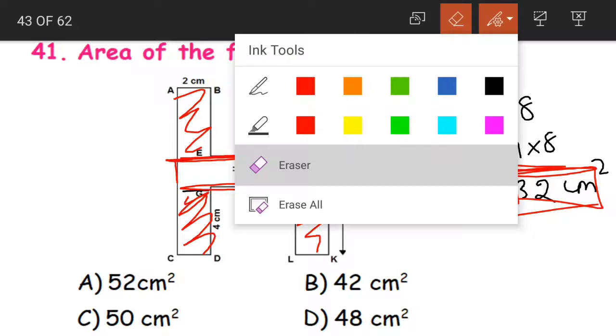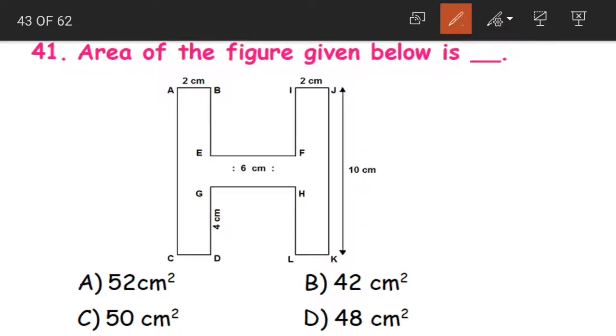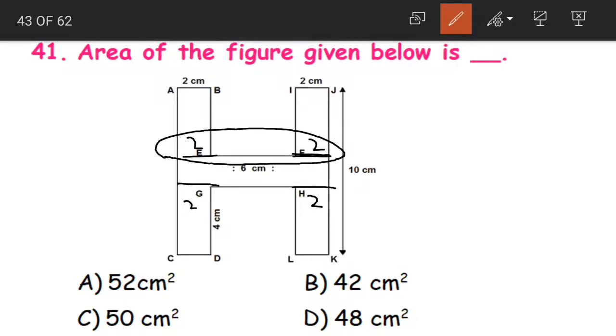Now coming to this, what were the lengths of the sides here? This was 2, 2, 2 and 2. This is what we need here. Now the combined length of this side becomes how much, children? This is 6. It is given as 6. So 2 plus 6 plus 2 is equal to 10 centimeters.